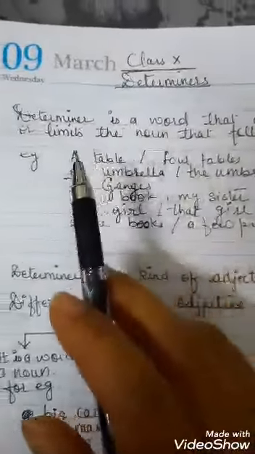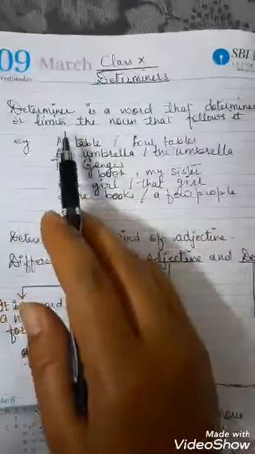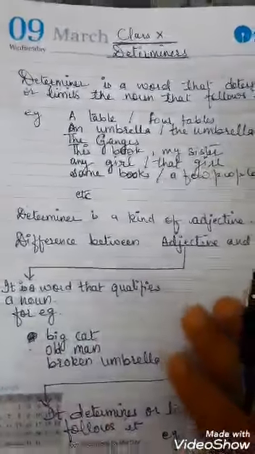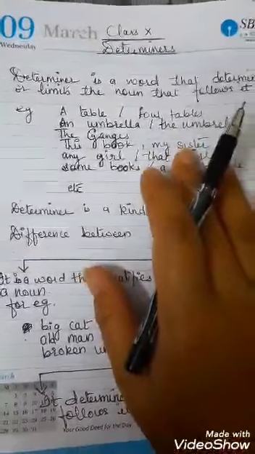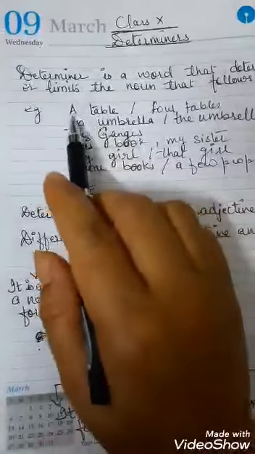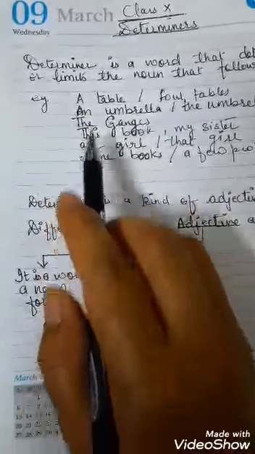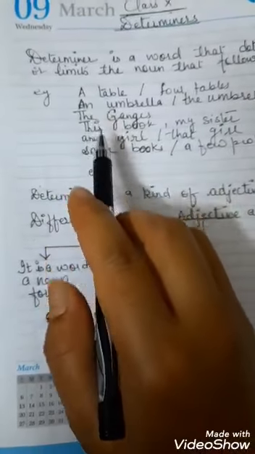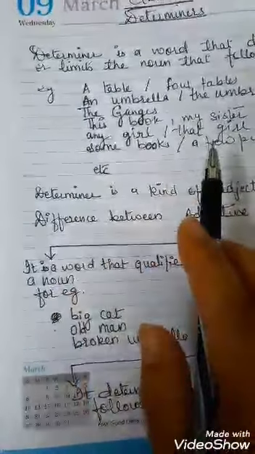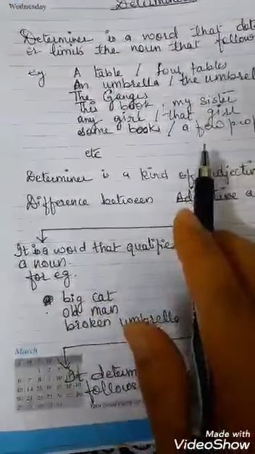Now, first of all, what is a determiner? A determiner is a word that determines or limits the noun that follows it. Now, I'll explain it in detail. Determiners are words we use before nouns. If you see these examples, there are many nouns here, and the words used in front of them are determiners. We use them to identify the nouns.